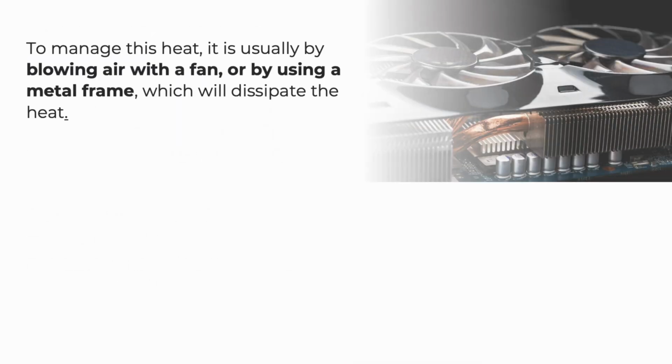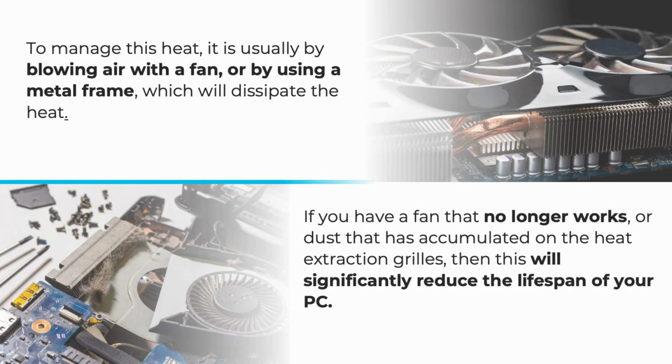To manage this heat, it is usually done by blowing air with a fan, or by using a metal frame, which will dissipate the heat. If you have a fan that no longer works, or dust that has accumulated on the heat extraction grills, then this will significantly reduce the lifespan of your PC. There are different solutions to manage the temperature and cool the system to avoid a sudden shutdown of the computer. And that's exactly what we're going to detail.